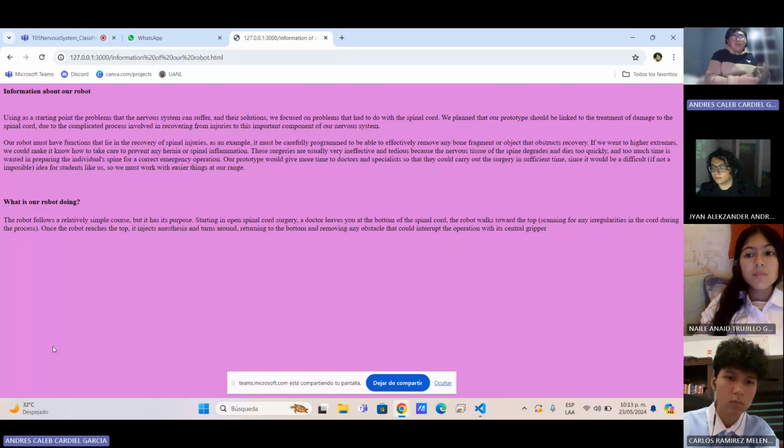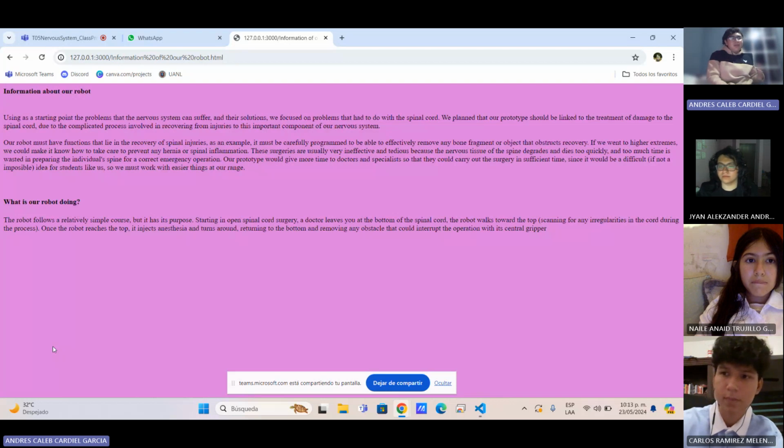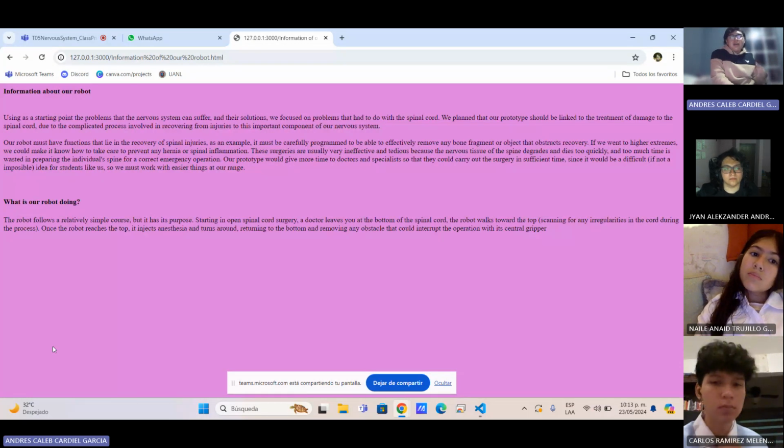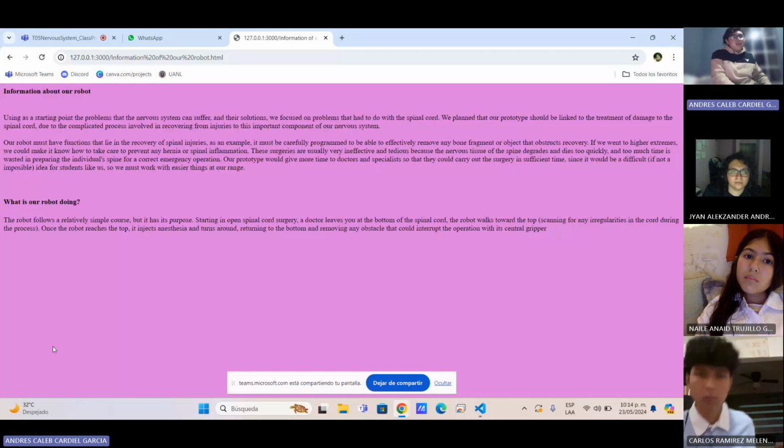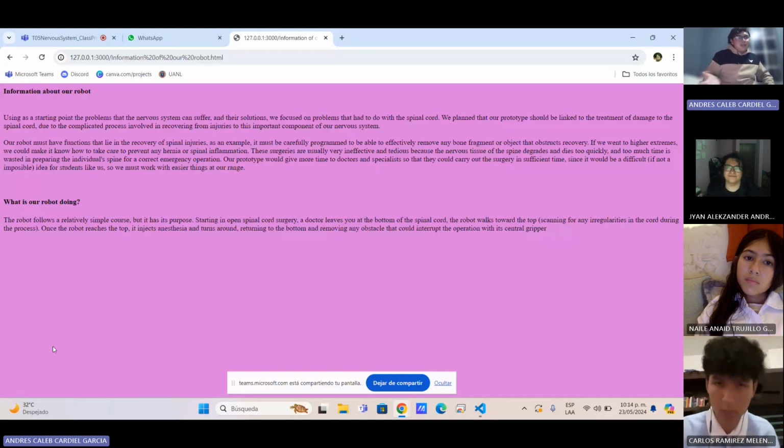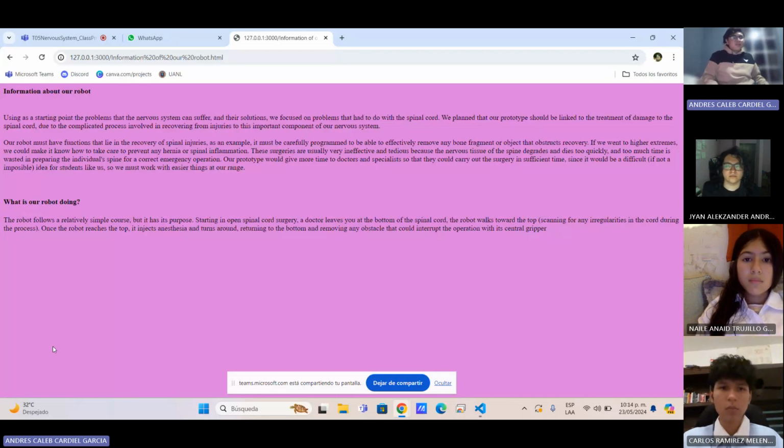And also too much time is wasted in preparing the individual spine for a correct emergency operation surgery. A robot will give more time to the doctors and specialists to carry out the surgery in efficient time, since it would be difficult if not impossible for us, so, ideal for students like us, we work with easier things at a smaller range.